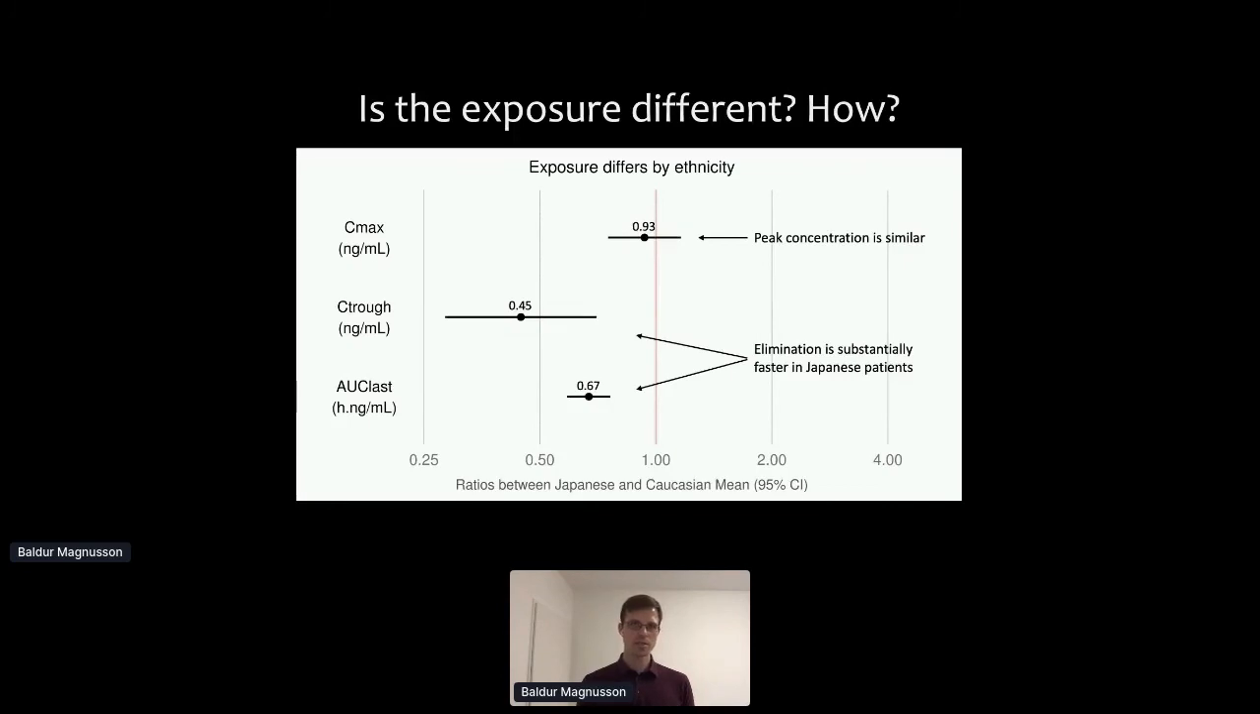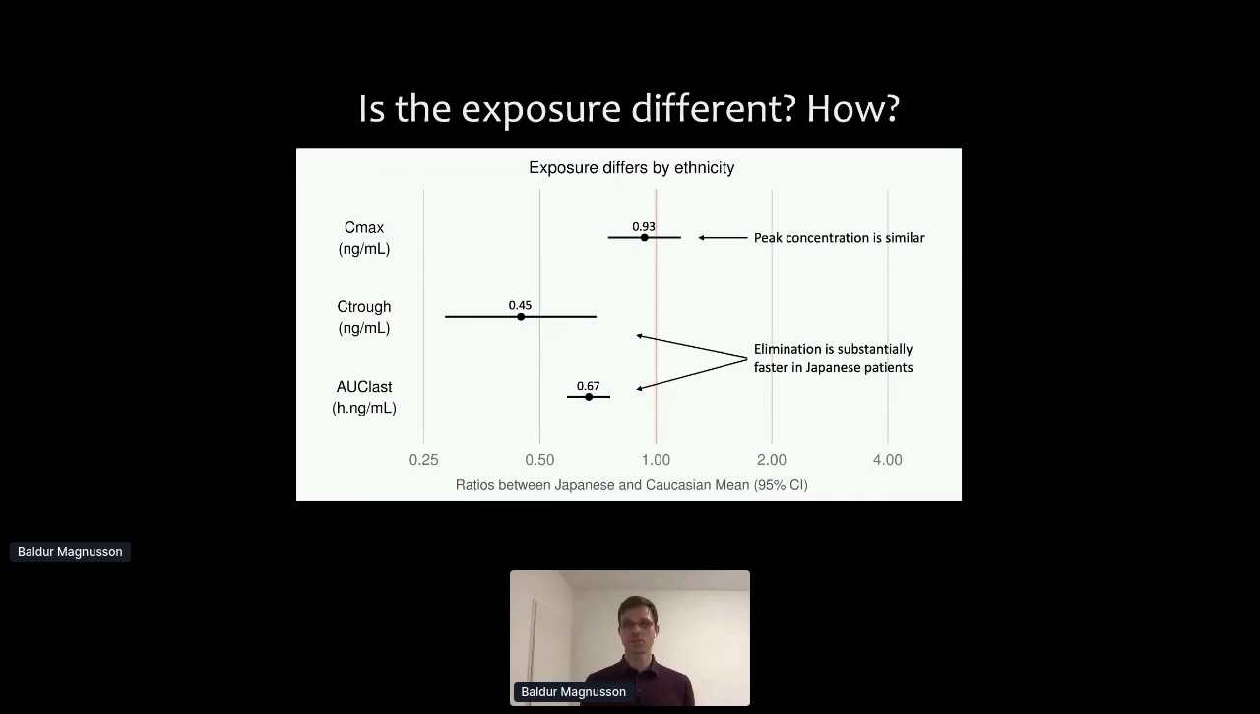This graph summarizes the 48-hour exposure in terms of 3 important metrics: maximum concentration, trough, and AUC last. It shows the difference between the Japanese and the Caucasian populations in terms of ratios, relative to the vertical line at 1, meaning no difference. It states what we think in the heading.